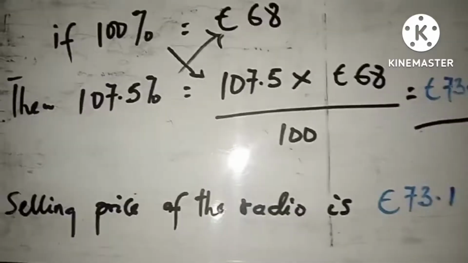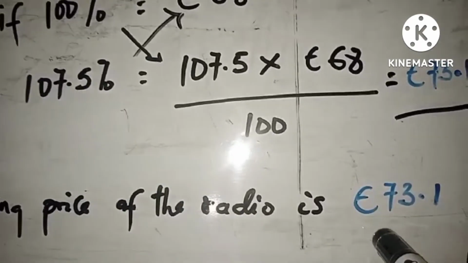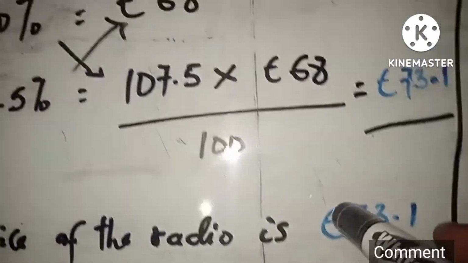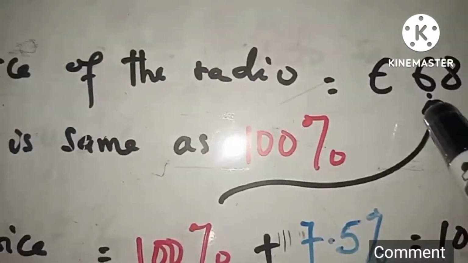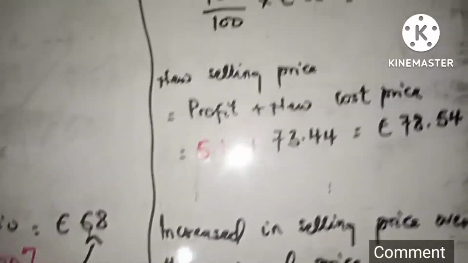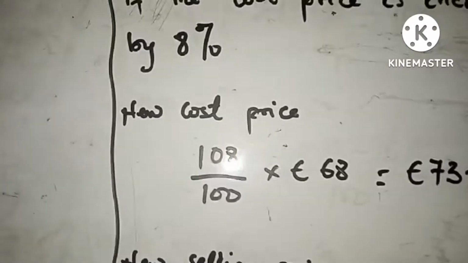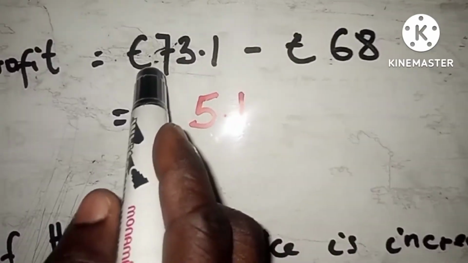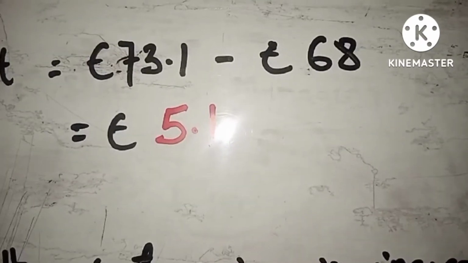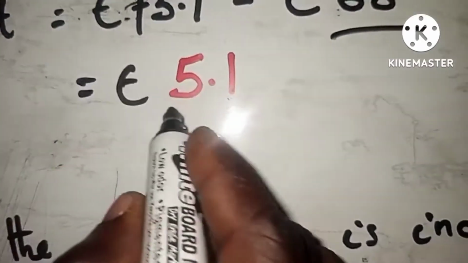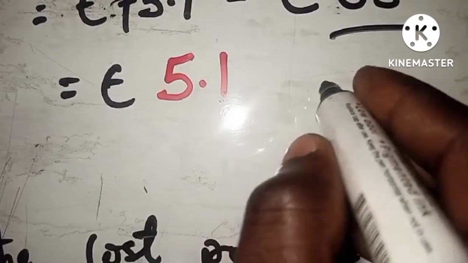Now, the next step. In this case, we have 73.1 euros as the selling price, the price at which we are selling this radio, which cost us 68 euros to buy. Do you think we are making a profit or running at a loss? In these cases, you can see that we are making some profit. So if we sell the thing at 73.1 and we bought it at 68, if you subtract this, we are going to have a profit of 5.1 euros. So this is the profit.